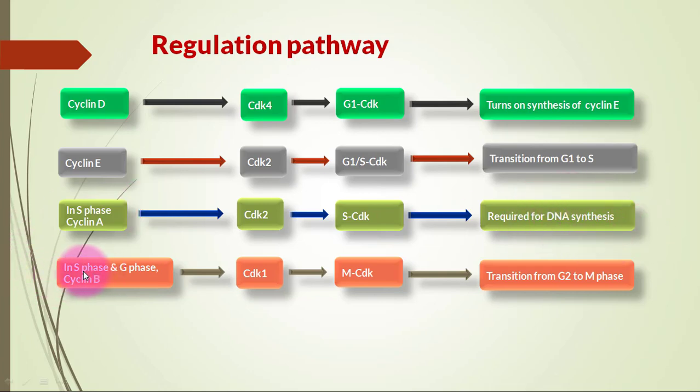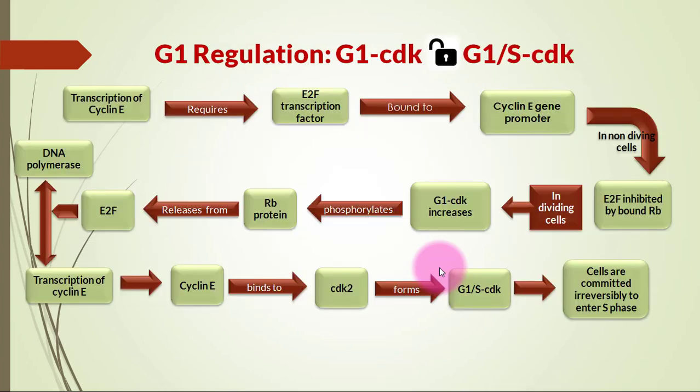Also, late in the S phase and early in the G2 phase, cyclin B will be produced, and this cyclin B will bind to CDK1, forming an M-CDK. This M-CDK will allow the progress of the cell from G2 to M phase.